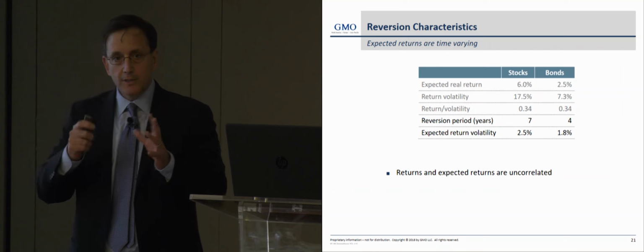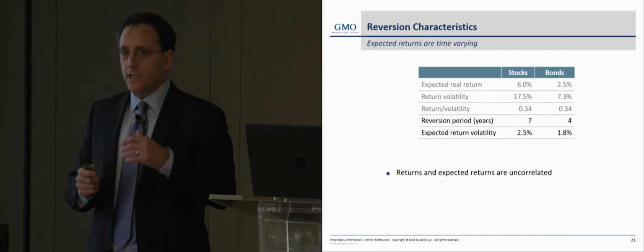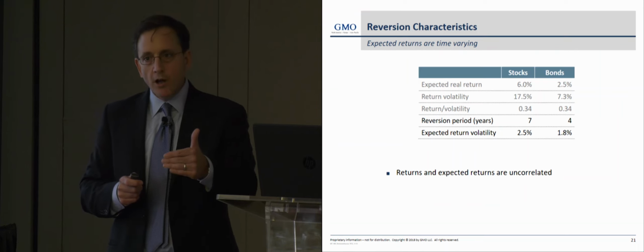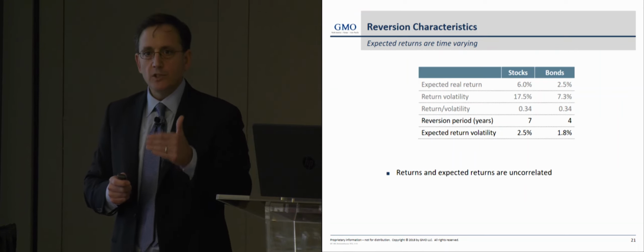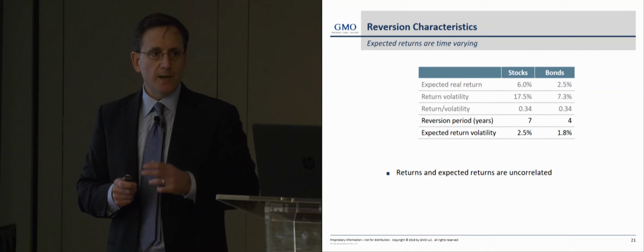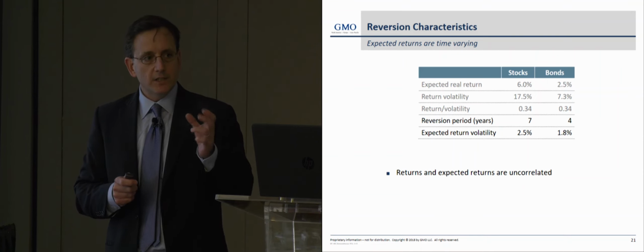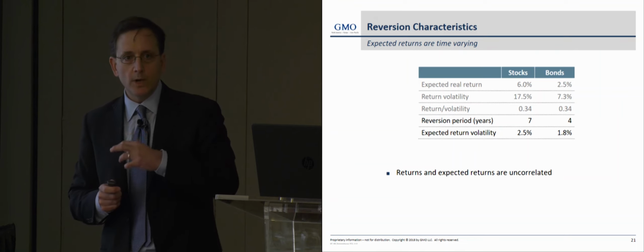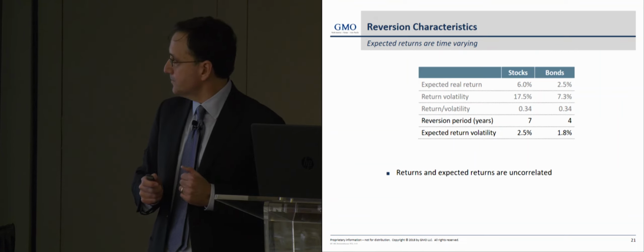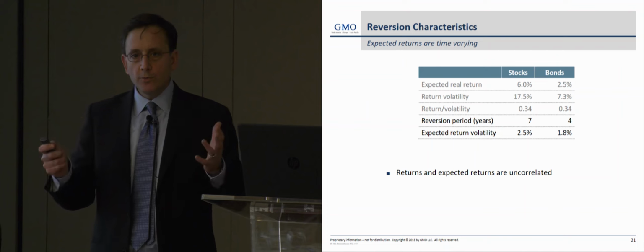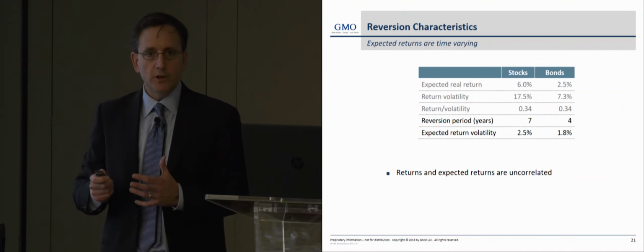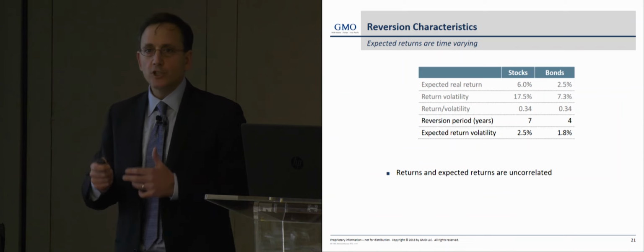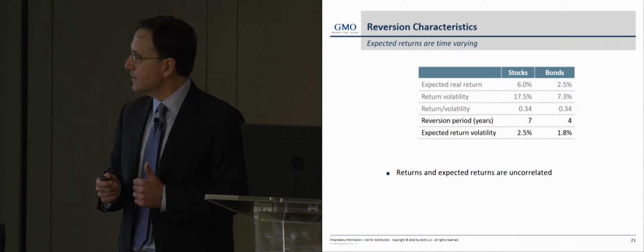To model the expected returns, we need to make assumptions about what the reversion periods are, but we also need to make assumptions about what the volatility of expected returns is. So this volatility of expected returns gives us another knob, and we're going to come back to that when we discuss alternatives. So we now have a richer model for returns and expected returns, and what are the implications of incorporating reversion into our asset classes?